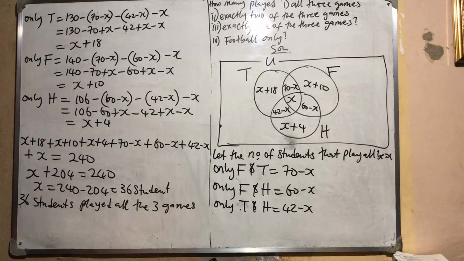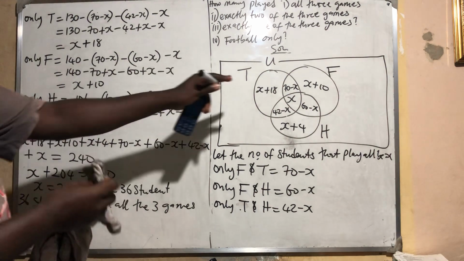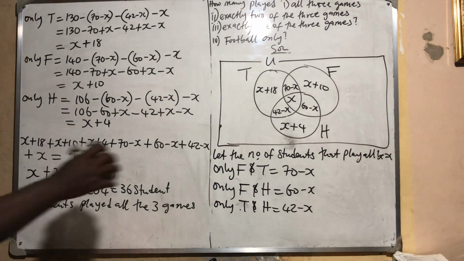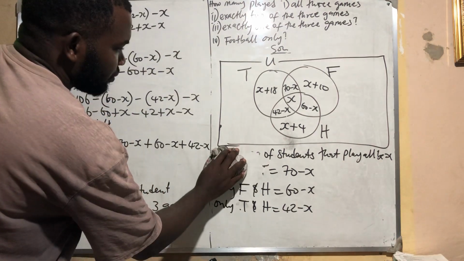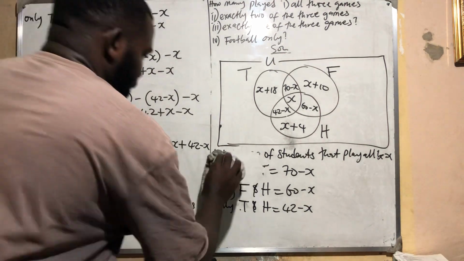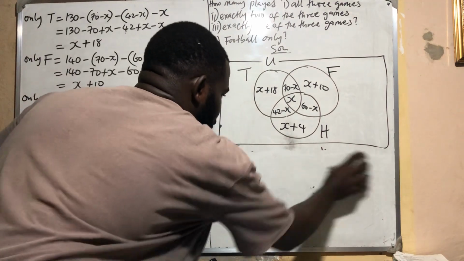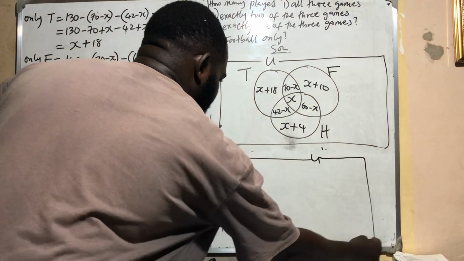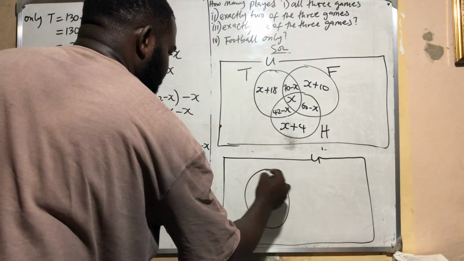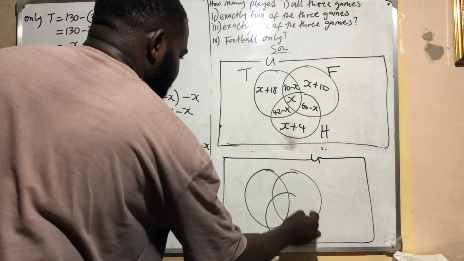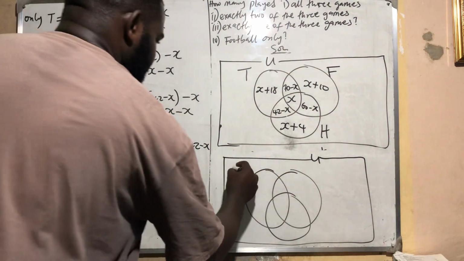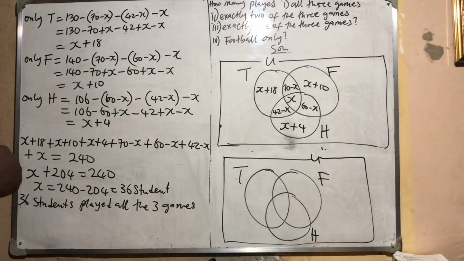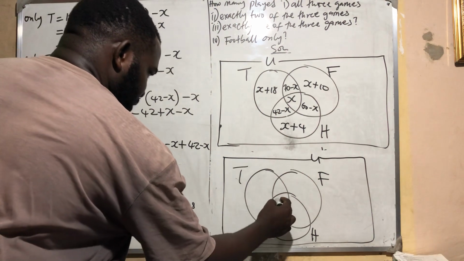But don't forget that they say we should draw the Venn diagram. This is the first thing you will do before you draw the next Venn diagram. Permit me to clean here. The next Venn diagram you are drawing should be substituting for x, to show them you have gotten everything about x. So I have this, and finally this. This is T, F, and H. So x is 36, so here is 36.